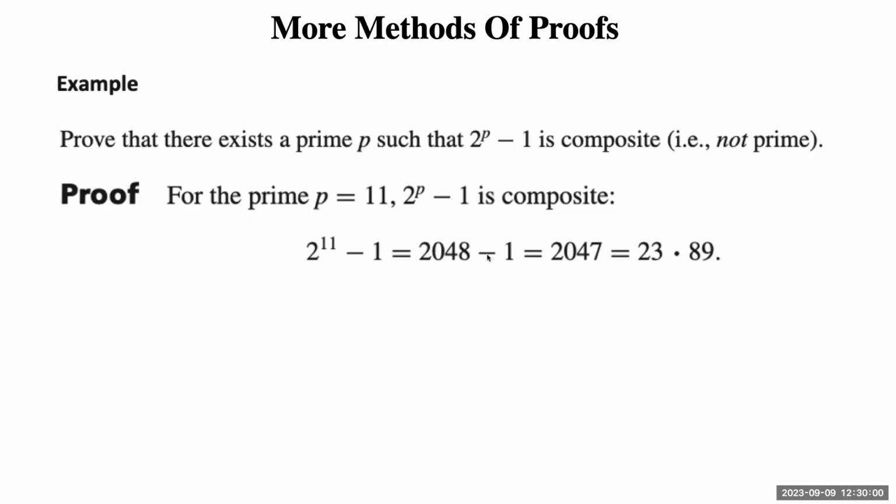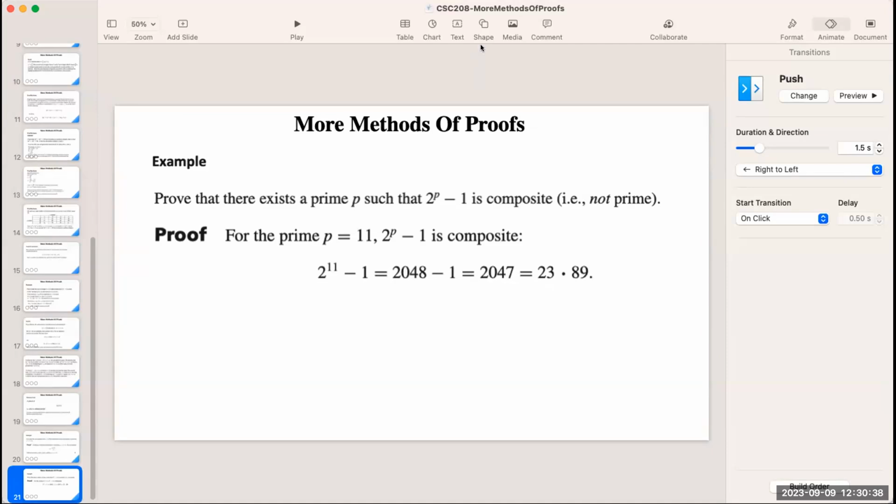2 to the 11 is 2048. Minus 1 gives me 2047. And it turns out 2047 is the product of 23 and 89. So 2047 is not a prime number, because it can be divided by 23 or 89. So since we said there exists a prime P such that this is true, we only have to find one. There's probably an infinite number of them, but I only need one to prove that statement, and that one is P equals 11. So that's how you attack an existence proof. Okay, so that is it for this lesson.